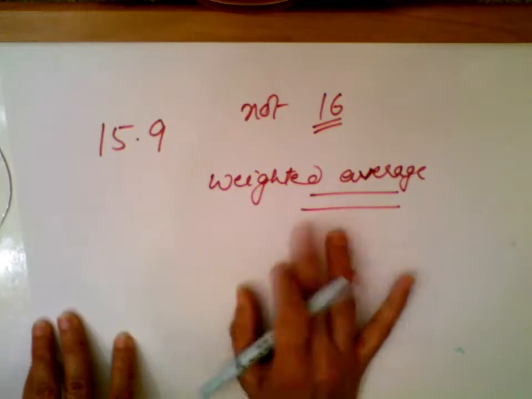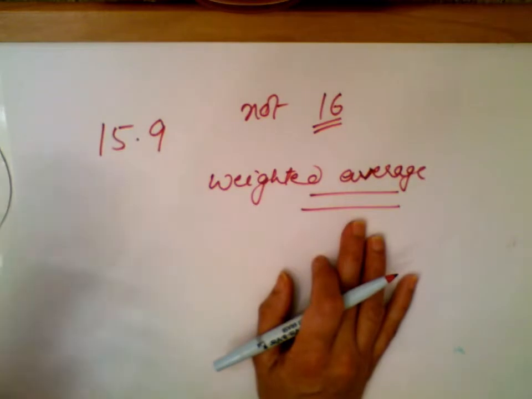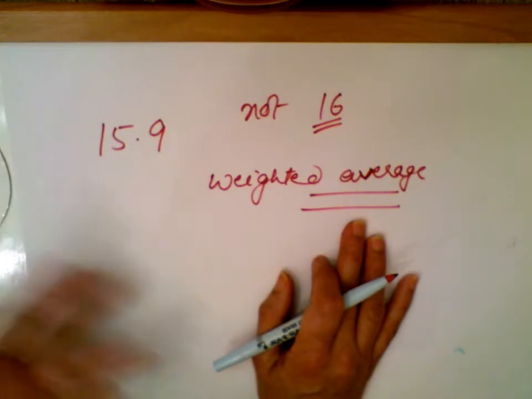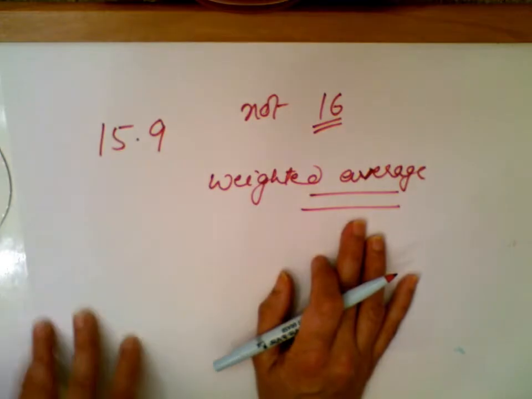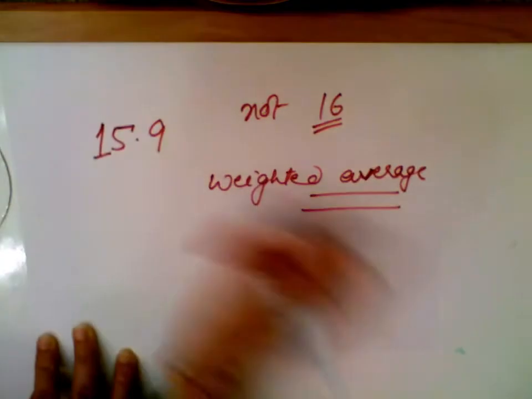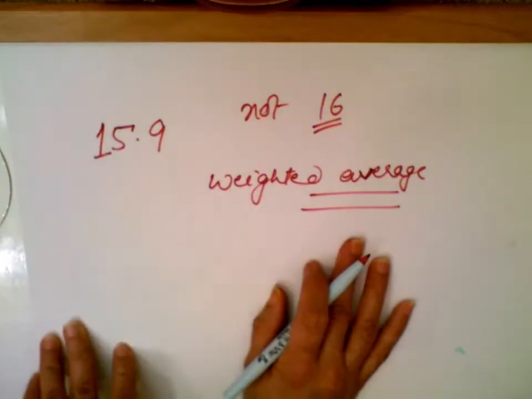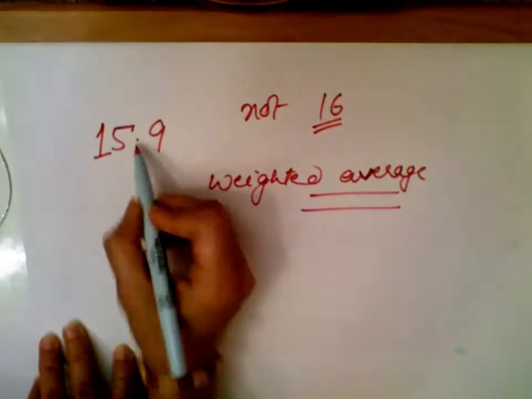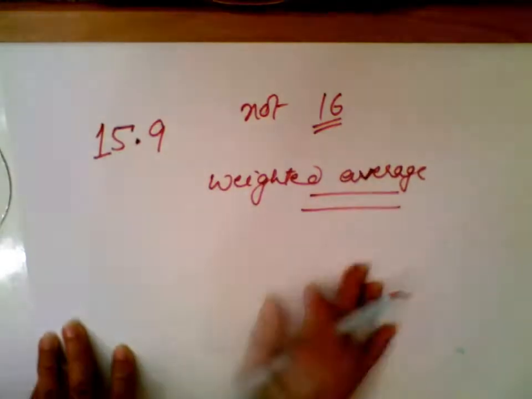So this is a weighted average, and the reason is that not all isotopes in nature are present in the same amount. That is why the one which is the most prevalent is the one you are going to see on the periodic table, and that is the reason you see decimals and not whole numbers.